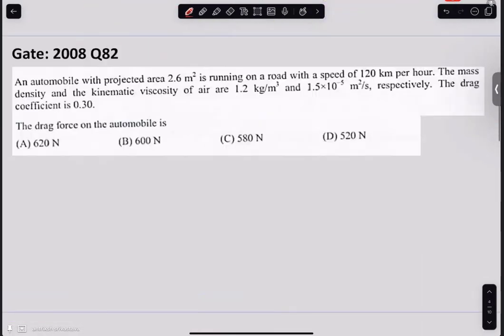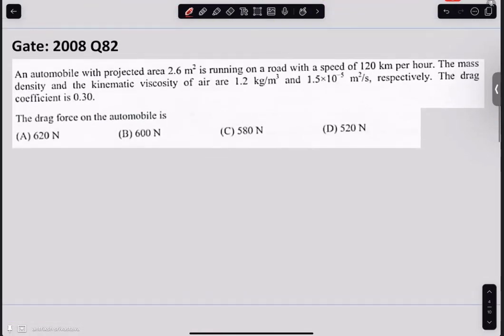Okay, question number 2. Questions number 2 and 3 are basically a two-part question, and the given statement for this question is going to be the same, but just for completeness I have included this in both the questions. So the question is GATE 2008 question number 82.